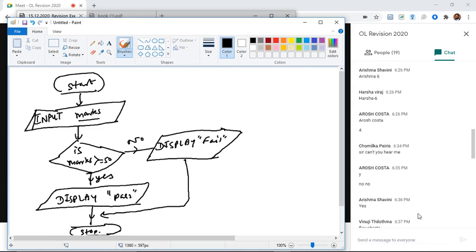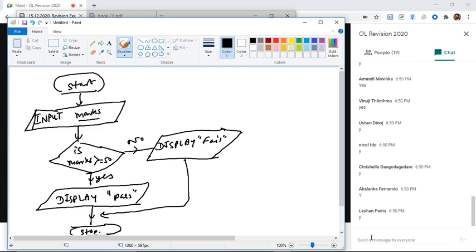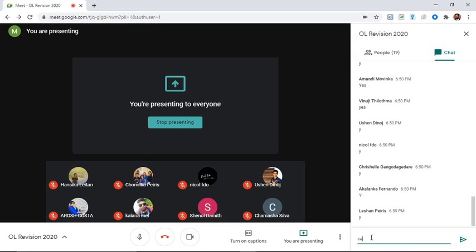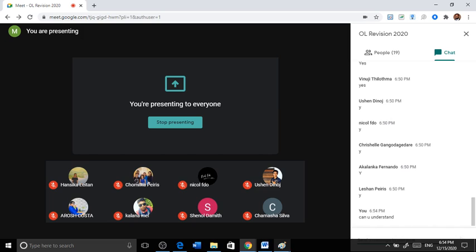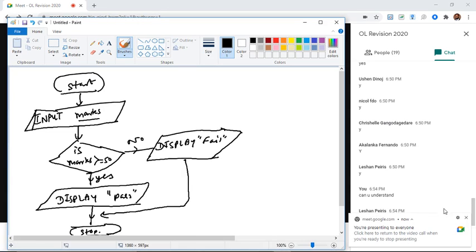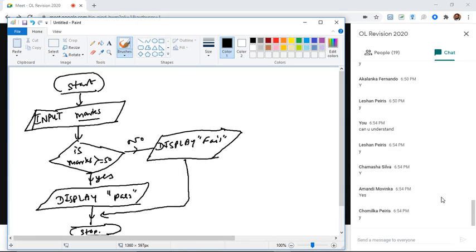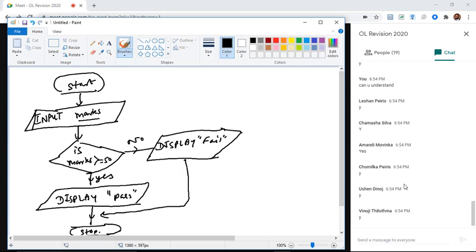Right. Can you understand that? Can you understand? No special things, right? Really simple. But you have to know the basics. If you know the basics, then you can go with this. Okay.